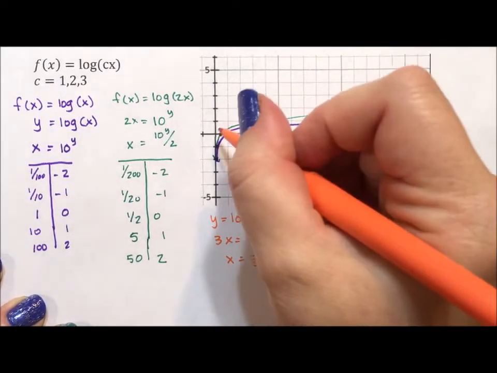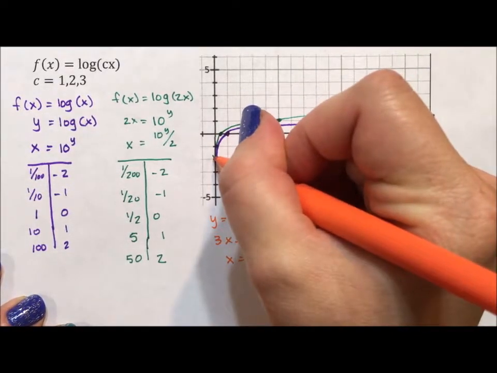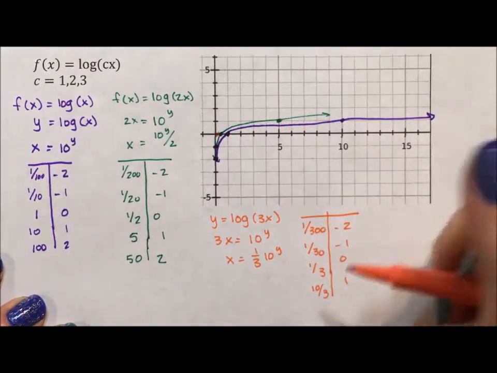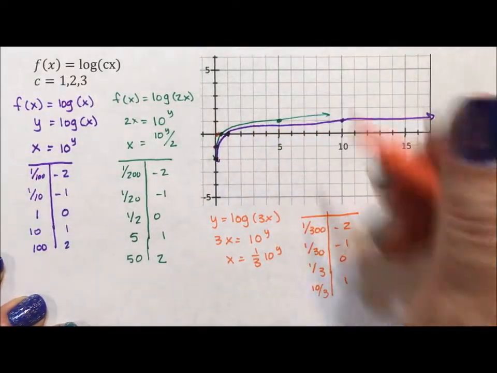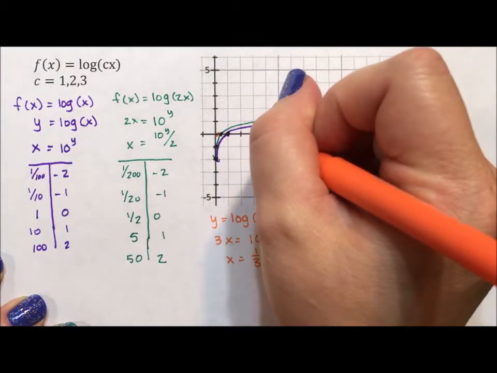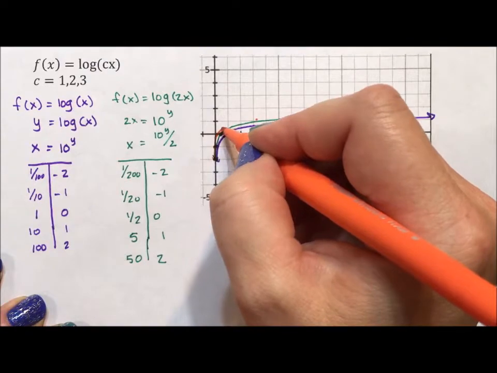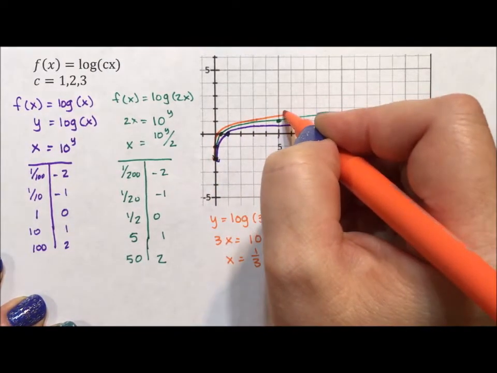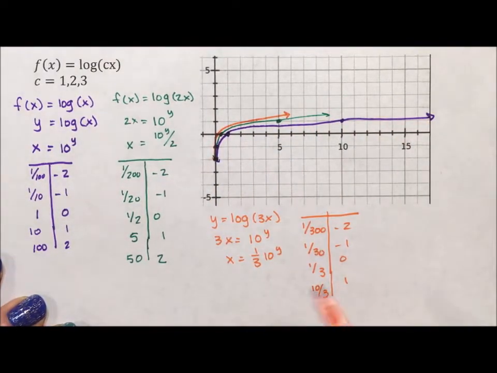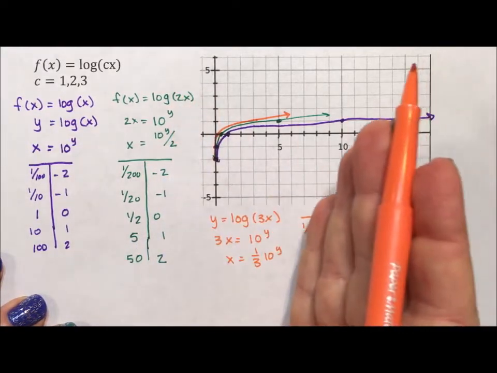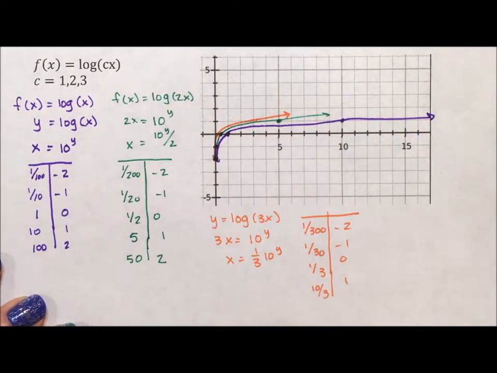And if we look at this, again, we are moving to the left, towards the y-axis. 1/3. 10/3 is 3 1/3, so 1, 2, 3 1/3 is 1. And again, these graphs are not crossing. They're just kind of stacked on top of each other. So as the number inside, the argument, gets bigger, we get closer and closer to that y-axis.